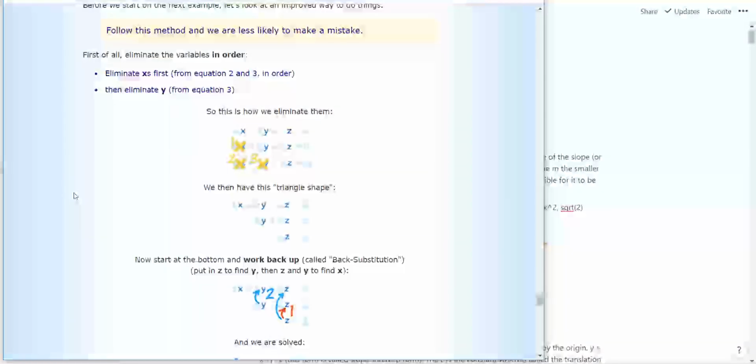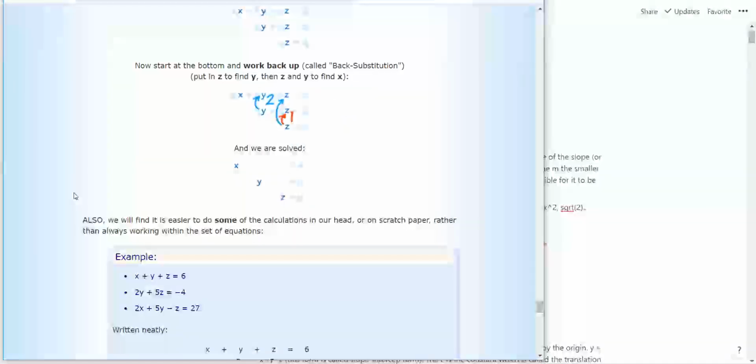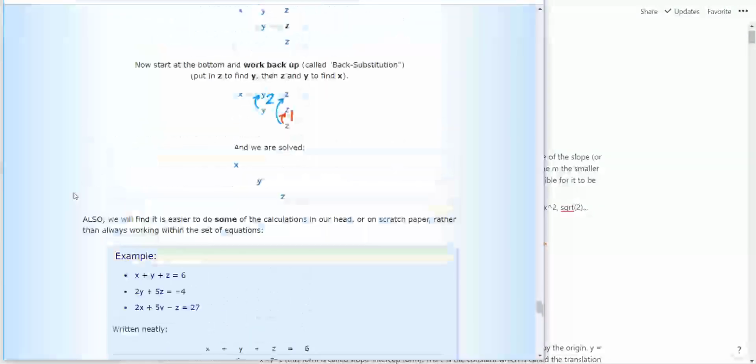Solving by elimination, 3 equations, 3 variables. Eliminate x's first from equations 2 and 3 in order. Okay, eliminate x's, then eliminate the y from equation 3. Then we'll have a triangle. Now start at the bottom and work your way back up. Back substitution. Resolved. Okay.